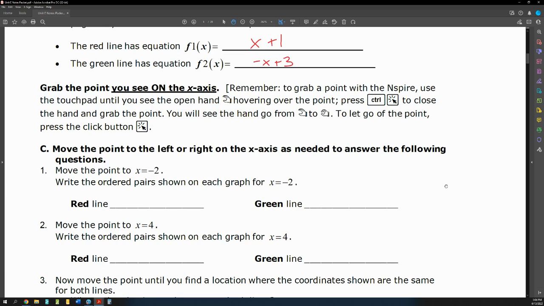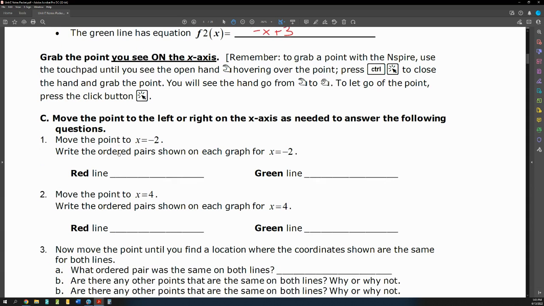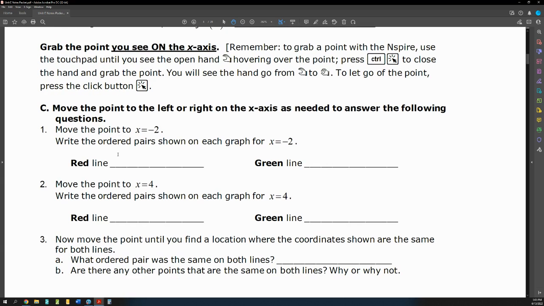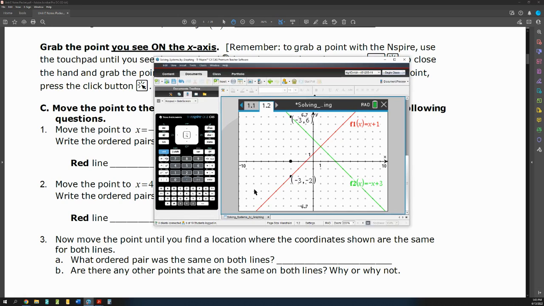Okay. So in part C, move the point to the left or right as needed to answer the questions. So let's move the point over to x equals -2, and we'll write the ordered pairs for each of those lines. So back to the Inspire. I'm going to grab the hand and move it to x equals -2. On the red line, we have the coordinates -2, -1. And on the green line, we have the coordinates -2, 5.